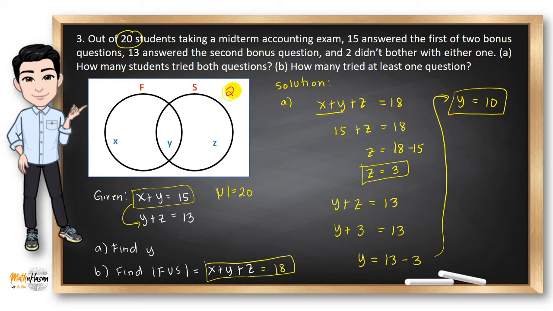So answering the question, there are 10 students who tried both questions, and 18 of them tried at least one of the two bonus questions.